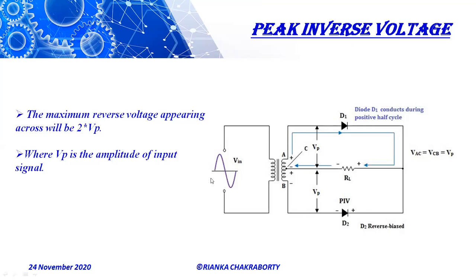You can see this is the circuit for the center tap full wave rectifier. So this is the peak inverse voltage for the center tap full wave rectifier. But for the bridge rectifier, the peak inverse voltage will be Vp, only the maximum voltage. Because for the center tap full wave rectifier, we use the center tap transformer, but in the case of the bridge rectifier, we just use a normal transformer. That's why the peak inverse voltage for the center tap full wave rectifier equals 2 into Vp, where Vp is the amplitude of the input signal, and for the bridge rectifier, the PIV equals only Vp.